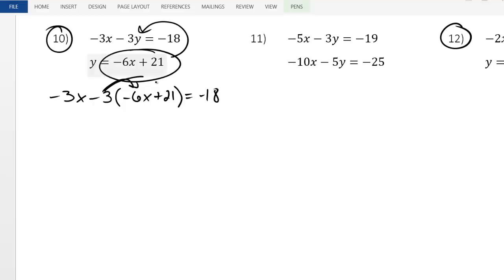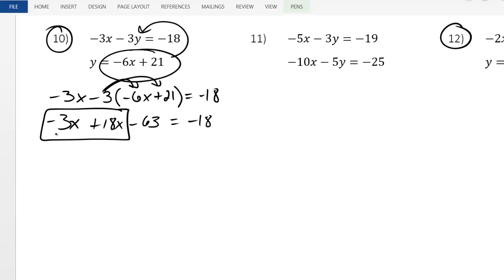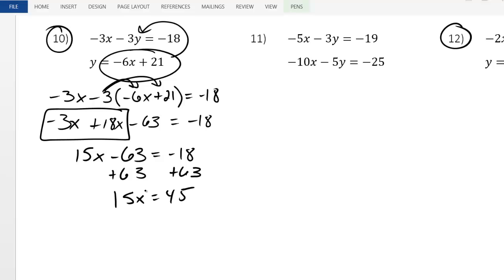Now distribute your negative 3 inside the parentheses. We'll get negative 3x, and then negative 3 times negative 6 is positive 18. Negative 3 times 21 is negative 63, and then equals negative 18. Now combine like terms. Negative 3 plus 18 is 15, so 15x minus 63 equals negative 18. To get x by itself, we first need to add 63 to both sides. So you'll get 15x equals 45. And then to get x by itself, we divide by 15, and x equals 3.